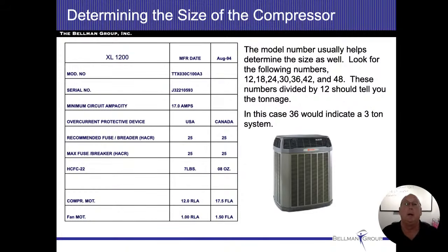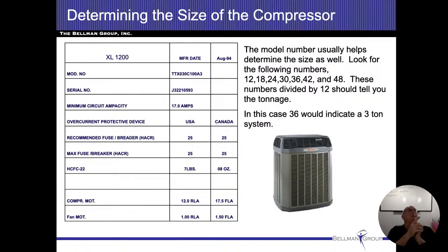All right. Now, since we've got the data plate up here, I'd like to go over a few other pieces of information that we can get out of this. Now, I believe this is a Trane XL1200. That's a Trane model out there. And they've been actually very good about typing the manufacturer's date in the upper right-hand corner of these data plates. So this one right here was manufactured August of '94. So that part's easy when we come through it.